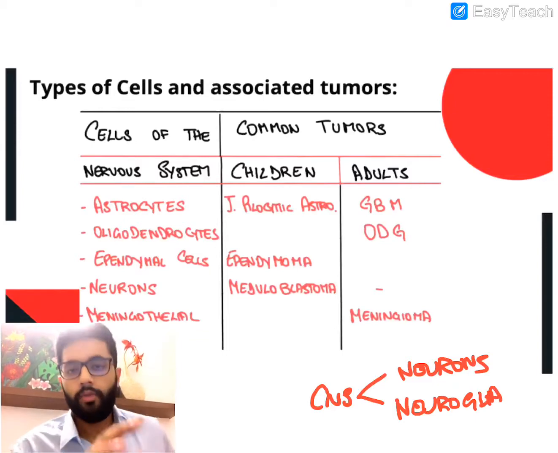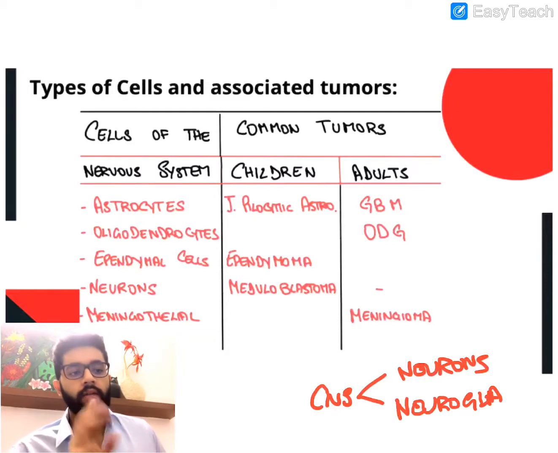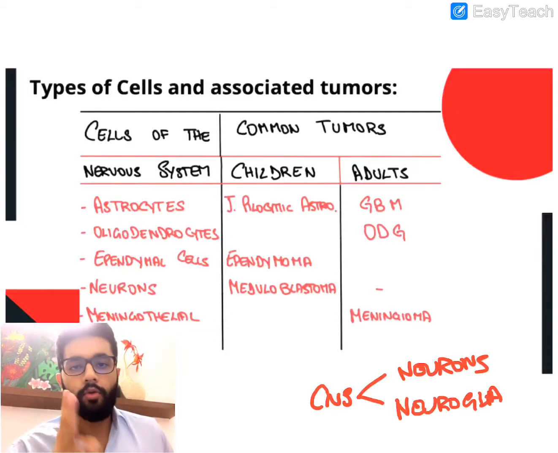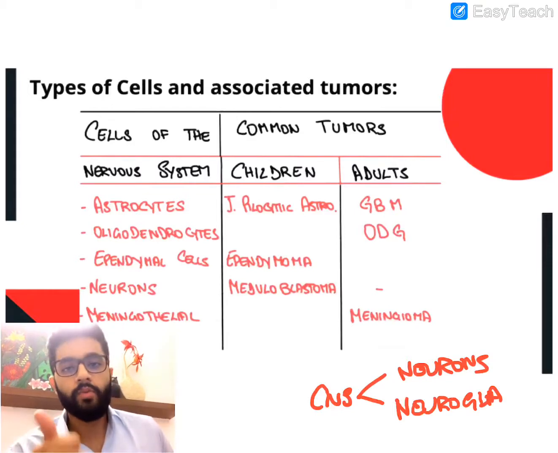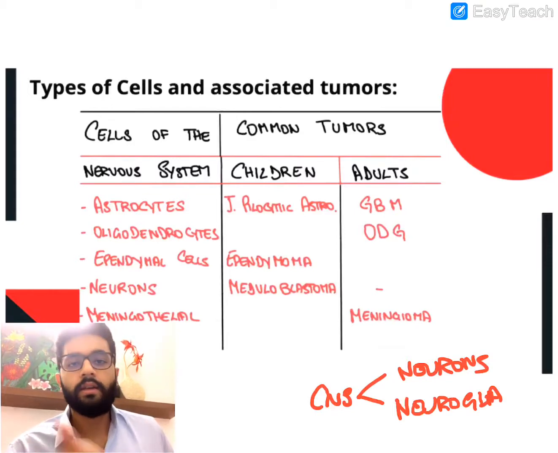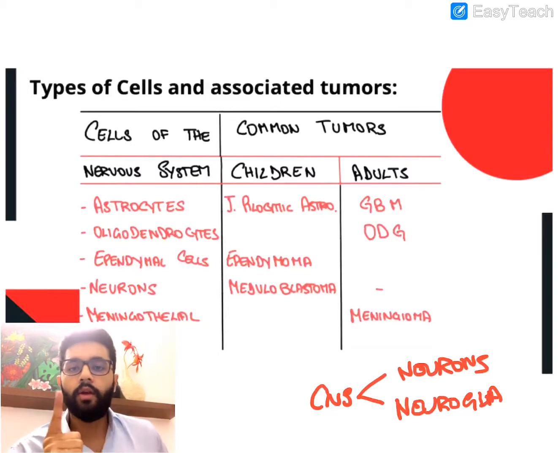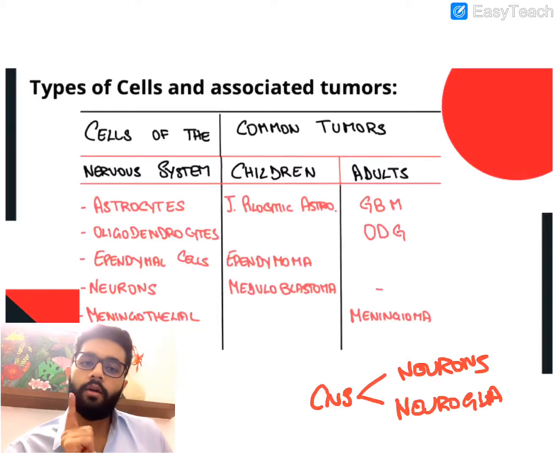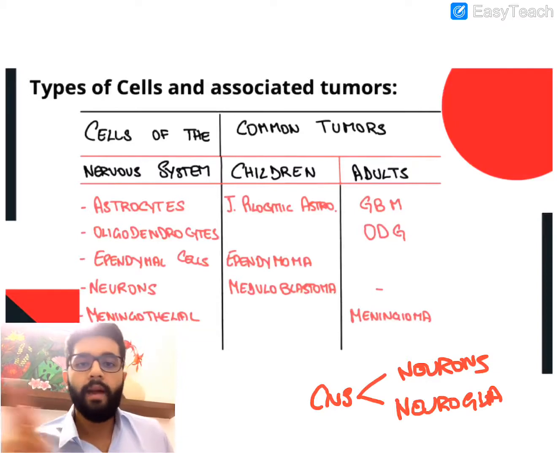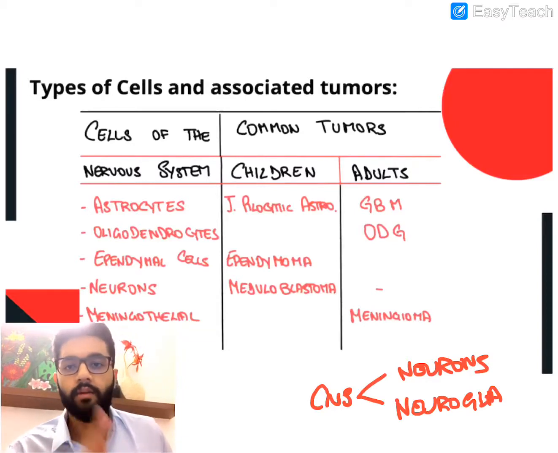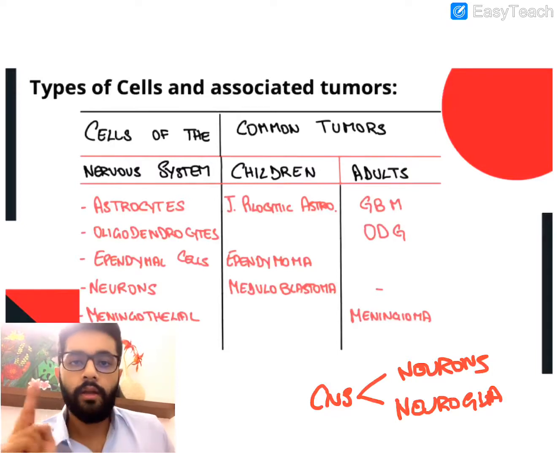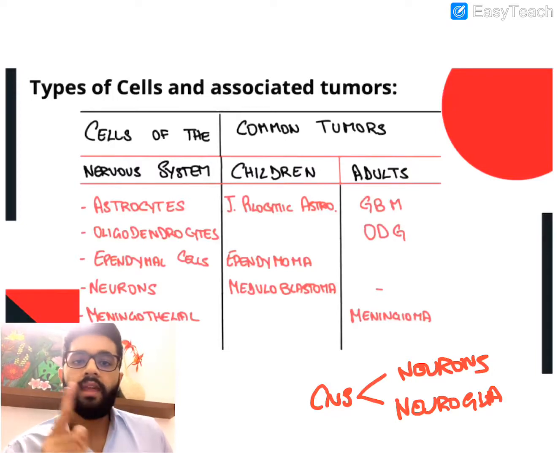So let's talk about the neuroglia. There are three important neuroglia, or supporting cells, that we should know about. The first one is the astrocytes. These are star-shaped cells that help form the blood-brain barrier. The second neuroglia we'll talk about are the oligodendrocytes. Oligodendrocytes are those neuroglia or supporting cells that help in the myelination of the neurons of the central nervous system. And the third important type of neuroglia we'll talk about are the ependymal cells.